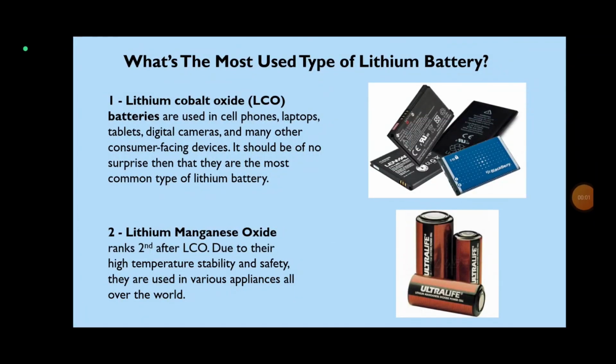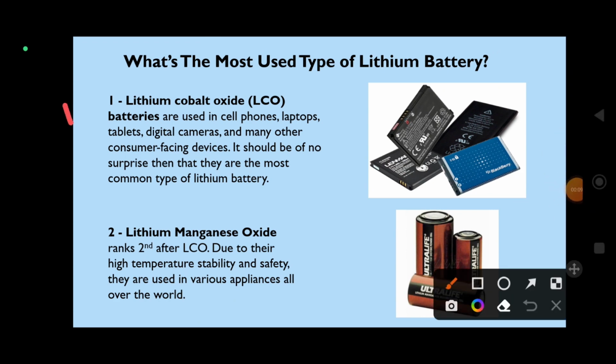We all would have a question in our mind: which types of batteries are mostly used? So here are two types of batteries which are mostly used. First one is lithium cobalt oxide and second is lithium manganese oxide. Lithium cobalt oxide batteries are used in cell phones, laptops, tablets, digital cameras and many other devices used all over the world. So there should be no surprise that they are the most common type of lithium batteries. After LCO, lithium manganese oxide is in second rank. Due to their high temperature stability and safety, they are used in various appliances all over the world.